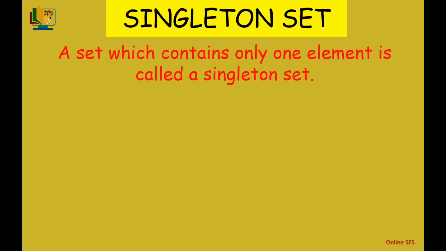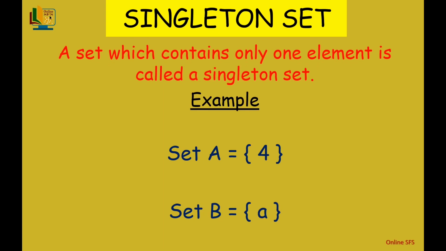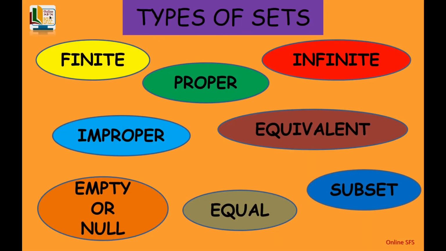Okay, now let's look at what is a singleton set. A set which contains only one element is called a singleton set. It can be any one element, for example, A equals 4 or B equals the letter A. Here you can see that there is only one element present within curly brackets. Hence, these will be called singleton sets. I hope students that the types of sets are clear to you now, and you can now identify and name the types of sets easily.